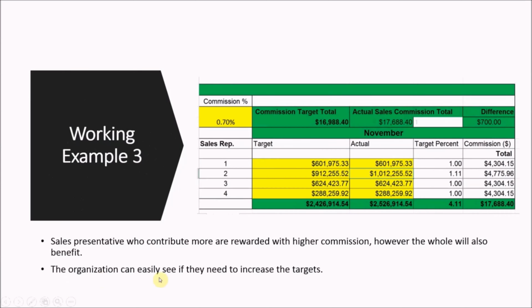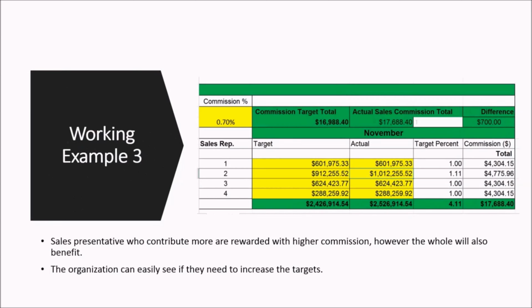The organization can easily see if they need to increase the targets. So if year on year or month on month everybody's making their targets, the organization, the departmental head or the regional head can say, okay, well, really and truly what I need to do is actually increase the targets, because they're making them, and we can make much more in this region or in this area. We're not tapped out, and we just have to make sure that the targets are higher and we push our salespeople more.